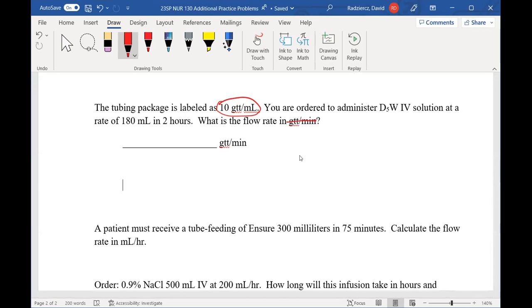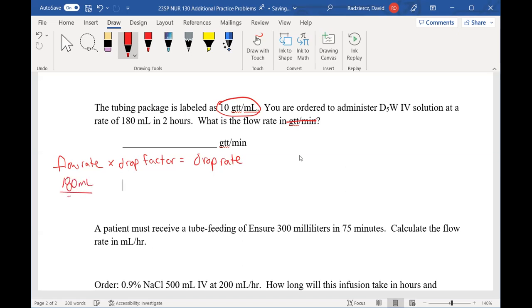Dimensional analysis is what I utilize when I do this. If you ever get stuck and you're like, well, where do I start? I always recommend starting with flow rate. Start with your flow rate, multiply by your drop factor, and that will give you your drop rate. So what was my flow rate? Well, my flow rate says 180 milliliters in 2 hours.